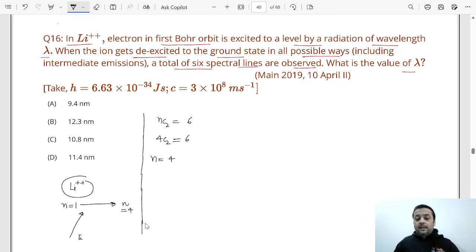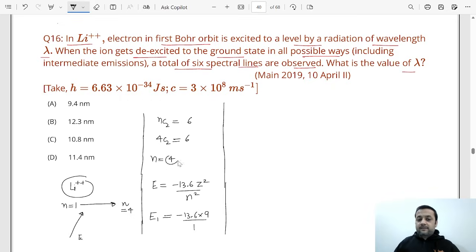Now let us check the energy of the lithium ion. What is the energy formula, by the way? The energy formula is minus 13.6 Z square by n square. If I talk about the first level energy of lithium, that will be minus 13.6, Z will be 3 for lithium so it becomes 9, and n will be 1. And for the fourth level, the energy will be minus 13.6 into Z square by 4 square, that means 16. So what is the energy difference, E4 minus E1? The energy difference between the fourth level and the first level of lithium is this value.